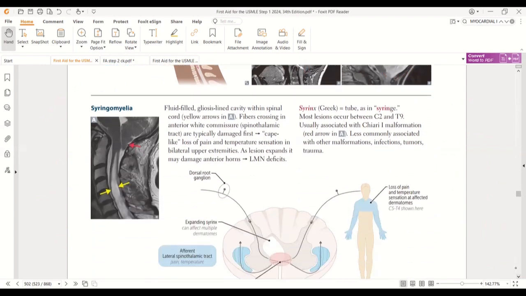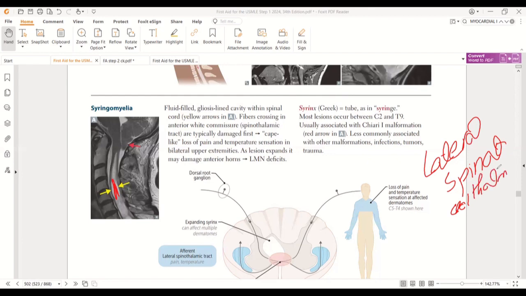Okay, this is the last topic of today, syringomyelia. What is syringomyelia? It's basically a fluid-filled cavity. Look at this picture. This is a fluid-filled cavity within the spinal cord, right? Lateral spinothalamic tract. Lateral spinothalamic tract carries which sensation? It carries pain and temperature.